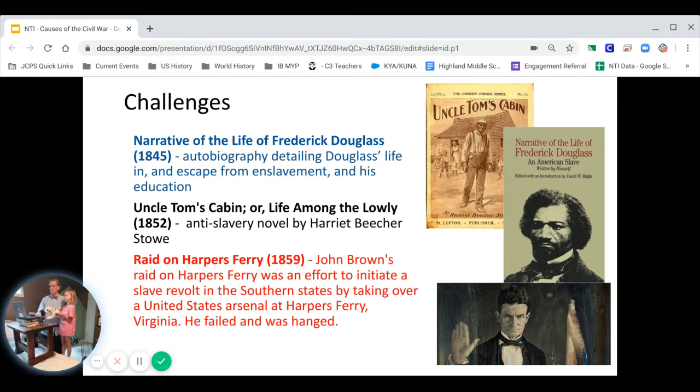And we've talked about already the raid on Harper's Ferry and language arts. So just quickly, John Brown attempted to capture an arsenal to start a slave revolt in Virginia. He failed at this and was hanged because of it.